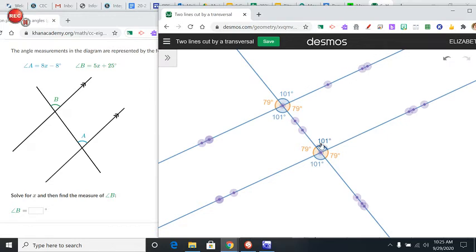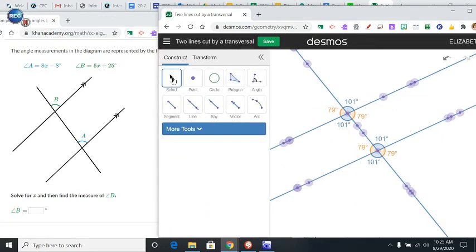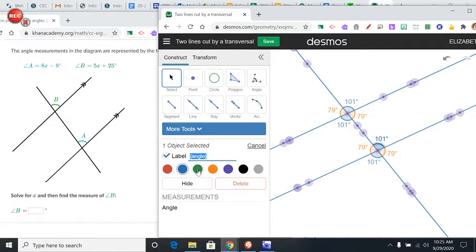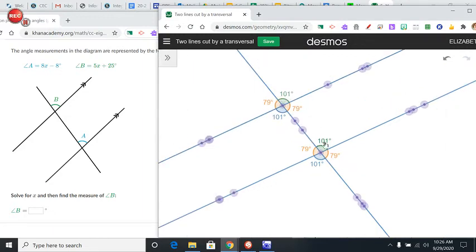So that would match this angle here. I'll make it a different color. And this angle here. So these two angles that are both green are in the same place as they are in Khan. So this equation would be like the one I just did: 8x minus 8 would equal 5x plus 25. Let's see, I'm just going to do that one super fast in my head, and that would give me 3x equals 33. So x is 11.